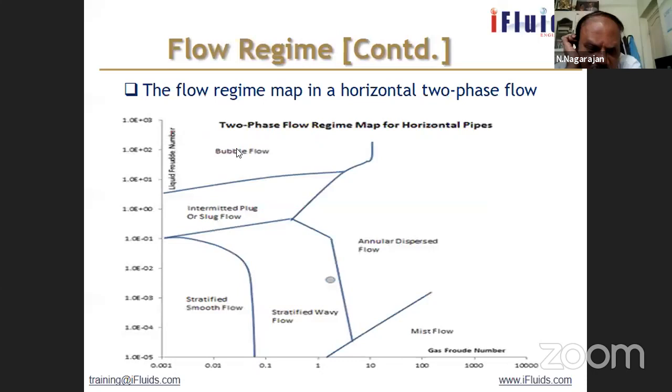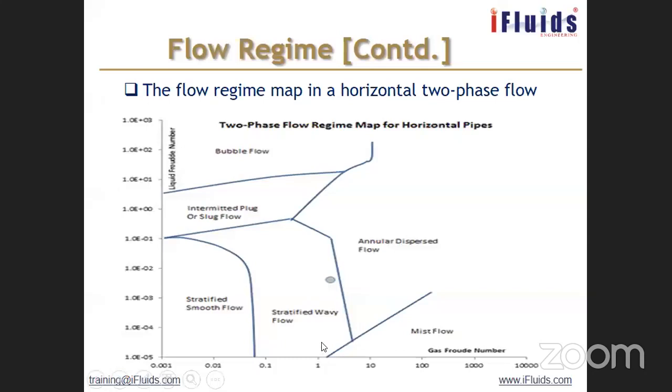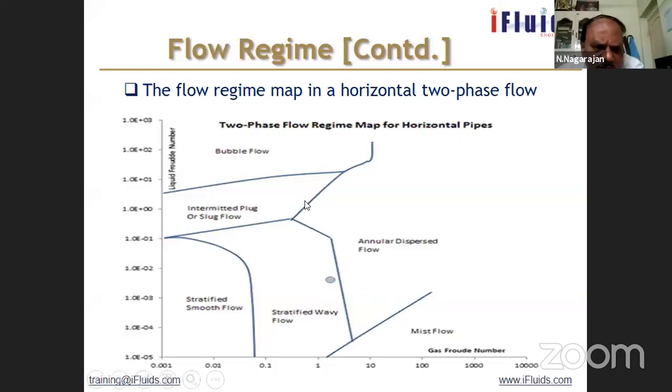Okay, this is the Froude number chart, a two-phase flow regime map for horizontal flow. Liquid Froude number is on the vertical axis, and gas Froude number is on the x-axis, horizontal. You can find the gas Froude number and liquid Froude number where these two meet. Let us say your gas Froude number is 1 and your liquid Froude number is 1 power 001. You travel like this, and here somewhere you are in the intermittent plug or slug flow.